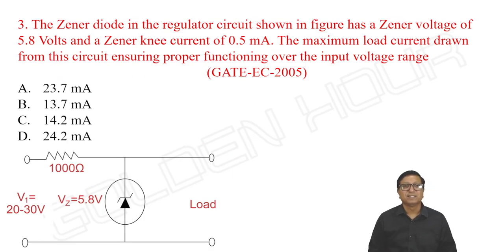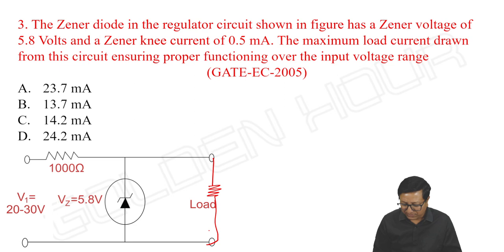Next, see this question. A Zener diode in the regulator circuit shown in the figure has a Zener voltage of 5.8 volts and a knee current of 0.5 milliampere. The maximum load current drawn from the circuit ensuring proper functioning over the input voltage range is, okay, the range of input is given, RL range is not given. So they are asking the maximum load current drawn. There is a load resistor, no doubt about it, which is a variable. They have not shown it, they just mentioned load.